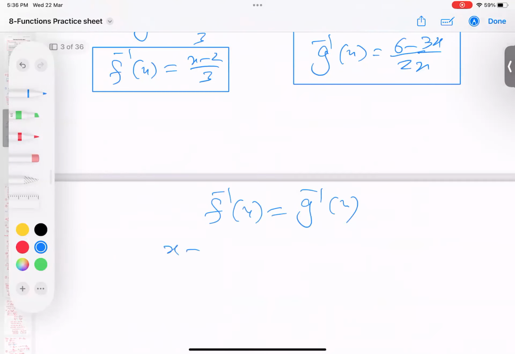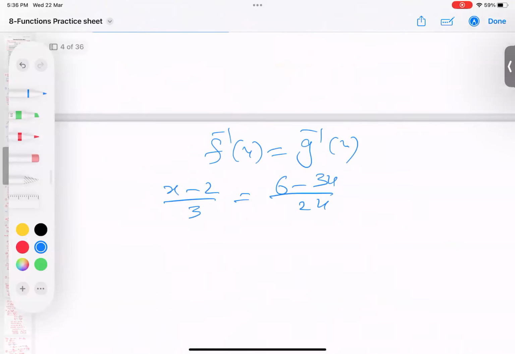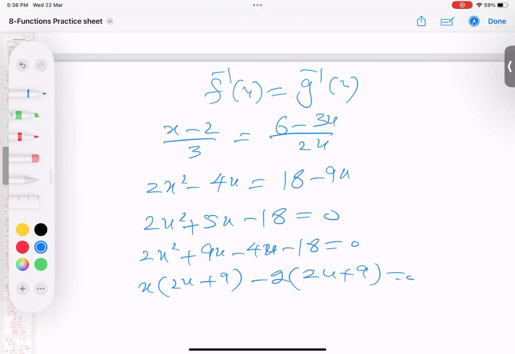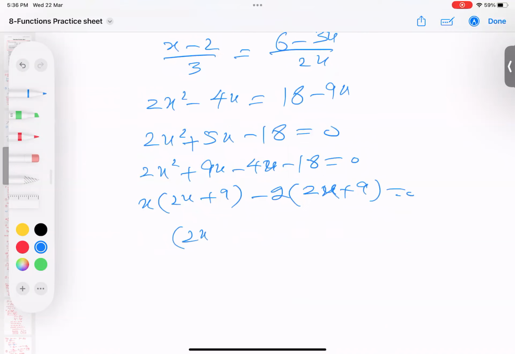So let's start. Actually it is algebra. The harder part we did in the first 2 lectures. So cross multiply: 2x squared minus 4x and 18 minus 9x. So 2x squared plus 5x minus 18 equals 0. So 36, 9 times 4 is 36. Okay, x is common, I get 2x plus 9. From here 2 common, I got 2x plus 9. Now I can say 2x plus 9 outside and x minus 2 inside. So I got x equals negative 9 over 2 and x equals 2.